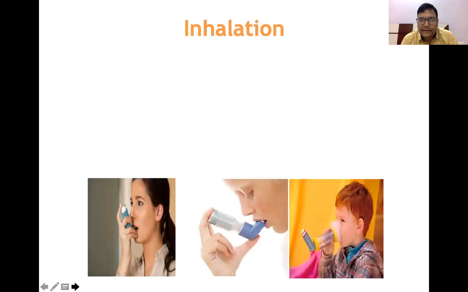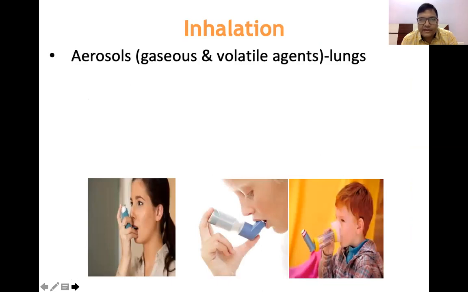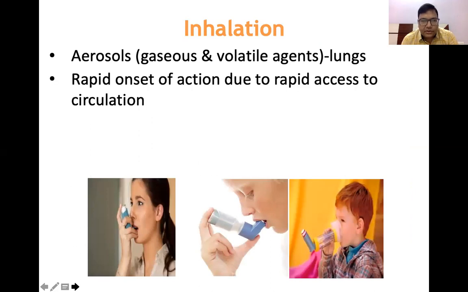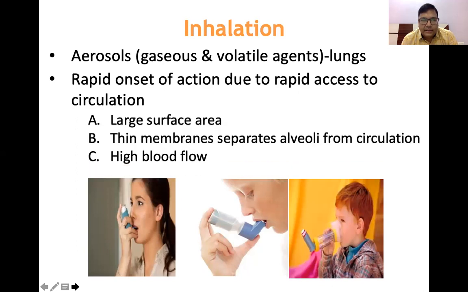Next is the inhalational route, where the drug in aerosol form, both gaseous as well as volatile agents, is administered to the lung. Inhalers are used for formation of the aerosol, and there is rapid onset of action due to rapid access to the circulation. There is rich circulation in the lung, a large surface area, a thin membrane separating the alveoli from the circulation, and high blood flow in the lung, which provides a rapid onset of action of the drug.